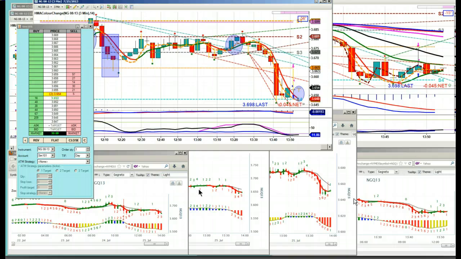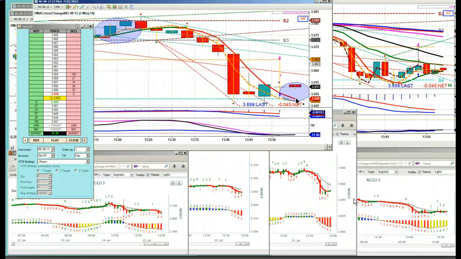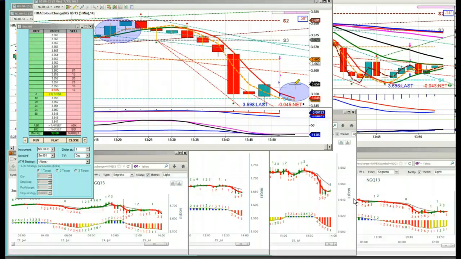HMA is now support. Can you see that the price is above this HMA for the 3-minute chart? So the HMA is actually now support. So in the world of support and resistance, we are looking at this HMA now supporting the direction. So you will see that the price will push through and it will come back down and it will stop there. Watch for that.